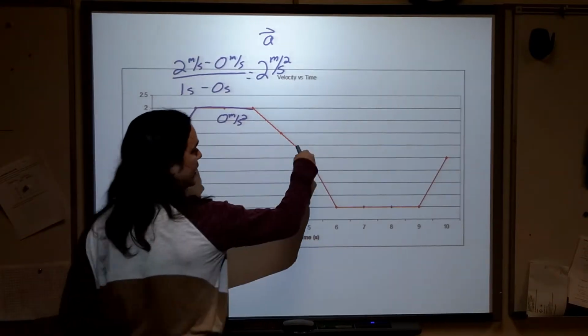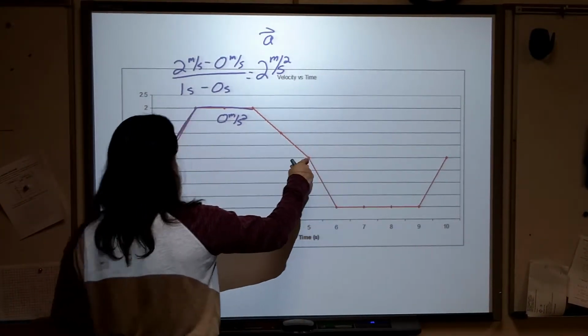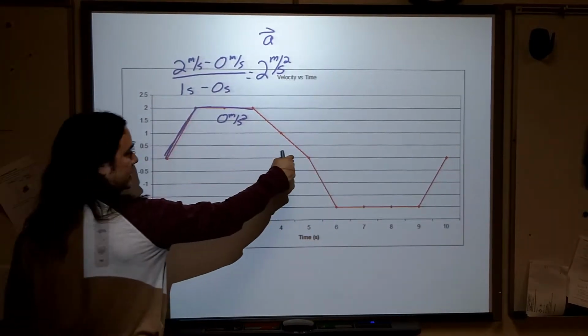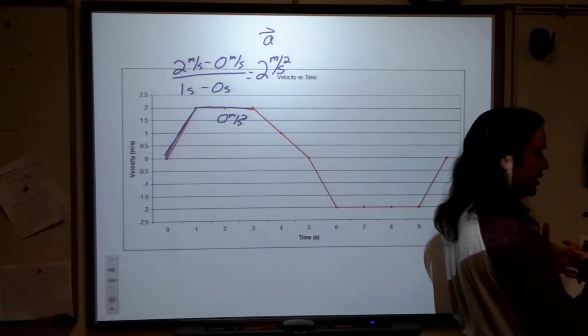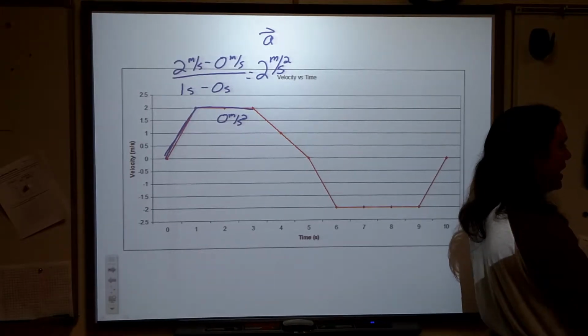Let's take a look at this, because I have a negative acceleration here, and we are at 0 meters per second here, and then we start speeding up in the negative direction. So it's the same thing as me being here at 0. I have a negative acceleration.